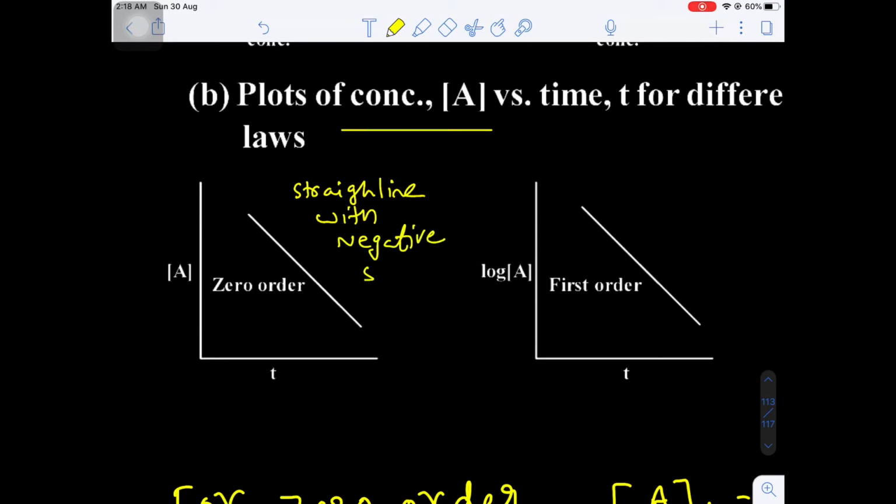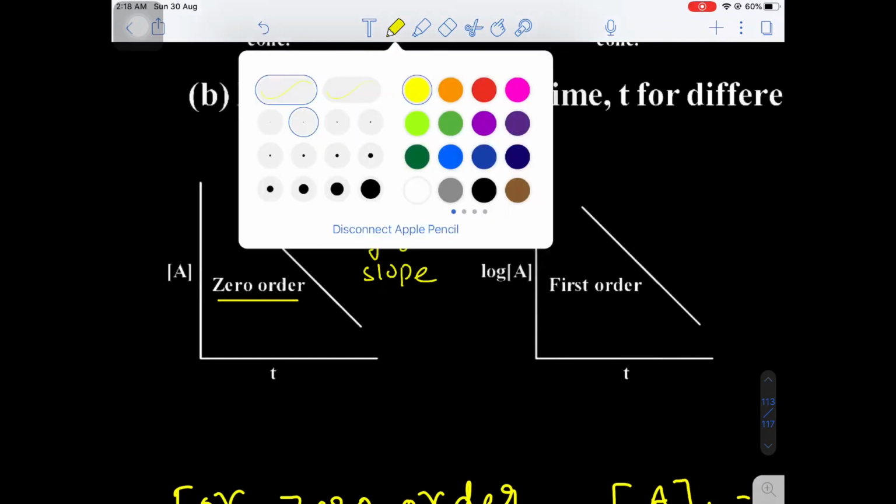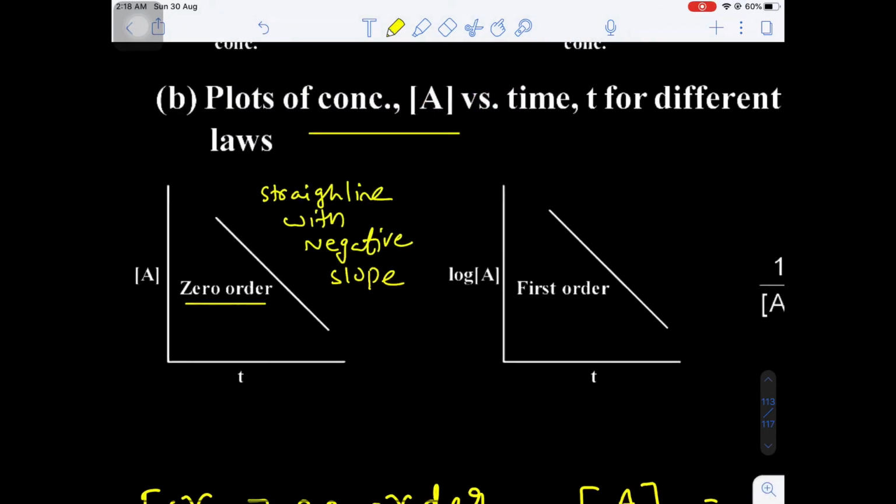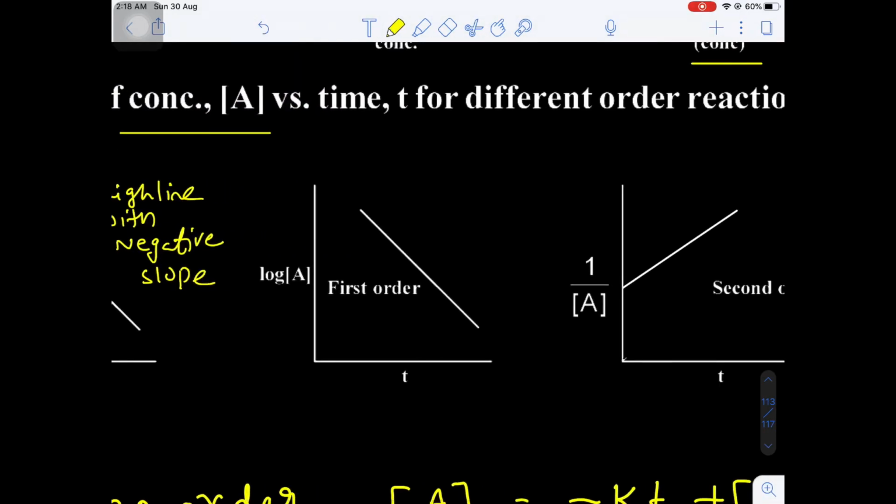Negative slope. From this nature we can conclude the given reaction is which order kinetics? Zero order kinetics. Now, if we take the concentration of reactant at a time interval t, in general we use a naught minus x, the logarithm of a naught minus x on the y-axis, or simply you can take log of concentration of reactant at a time interval t on the y-axis and time interval on the x-axis.